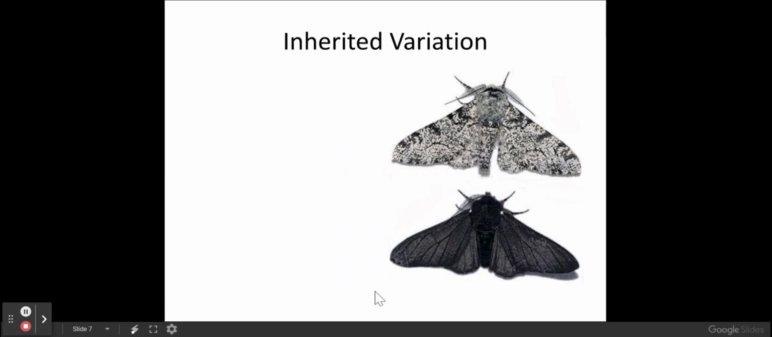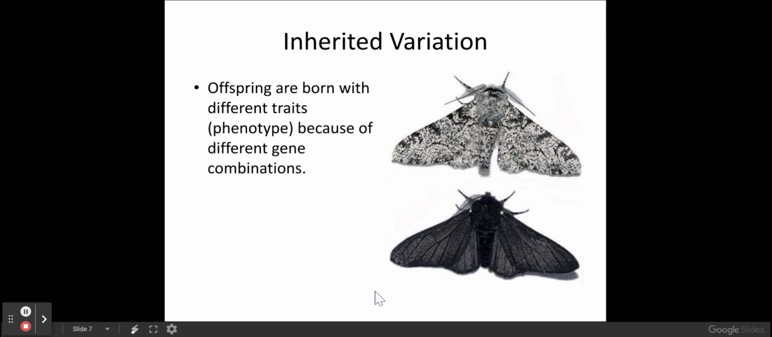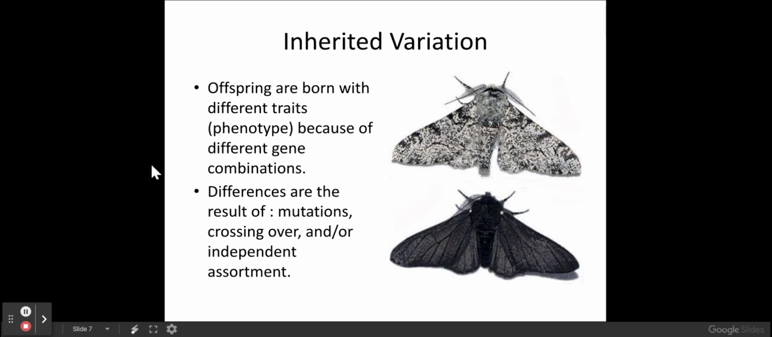There's also variation in offspring. Some offspring are born with one trait, say a phenotype of lighter coloration, while others are born with darker. And this is all because of different allele combinations, right? Those differences can be the result of mutations, crossing over, independent assortment, and random fertilization. All of those are going to contribute to this variation in the population. And in terms of evolution, variation is good because the environment is always changing.